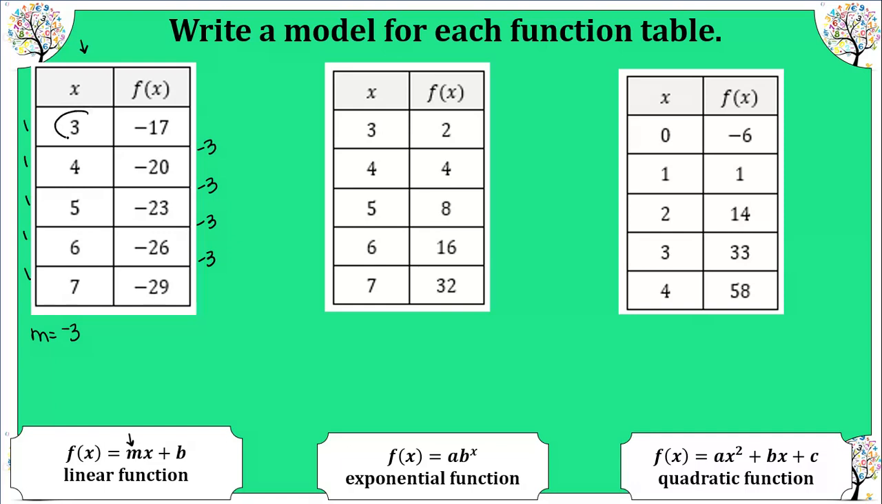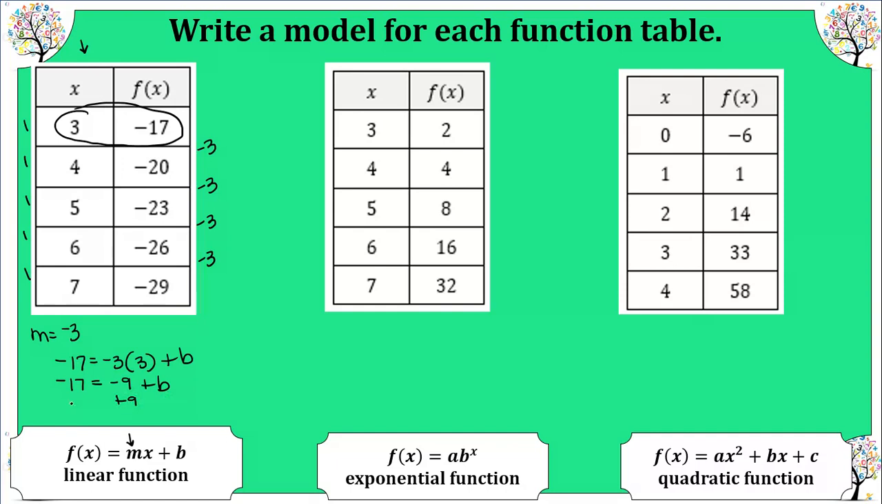So let's just pick any ordered pair from the function table to be the x and f of x in our equation. So I'm going to replace f of x with -17. Our m is -3. Our x value, when our output was -17, is 3, plus b. We're going to multiply -3 times 3. That gives us -9. And now we're simply solving for b.